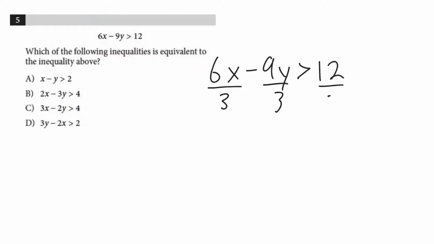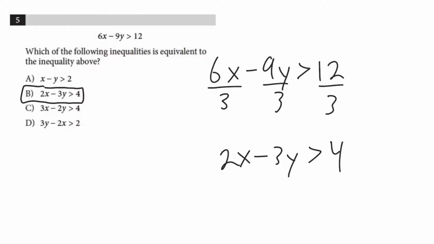Number 5. Which of the following inequalities is equivalent to the inequality above? Okay, looks like they're all in the same orientation. They all have our x and our y term on the left. But what I notice about our inequality is that there are some common factors. And I realize that I could divide everything by 3. So I divide the first term by 3, second term by 3, and 12 by 3. I'm going to get 2x minus 3y is greater than 4. And I see that that is B. 2x minus 3y is greater than 4.